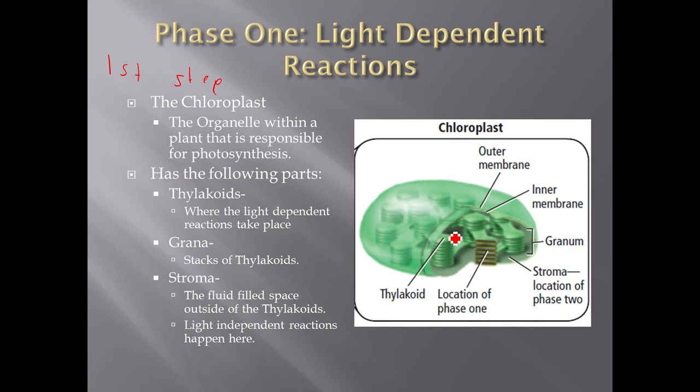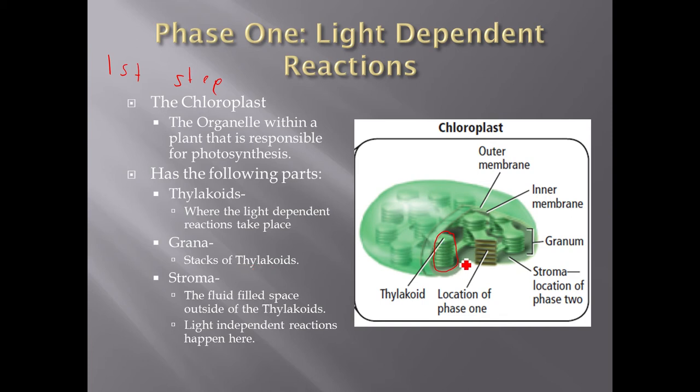The thylakoids are these little pancake-shaped looking things here on the right. And these are where the light-dependent reactions take place. So when I say there are light-dependent reactions, I am saying that they are happening here inside of these little disc-looking objects. These are called thylakoids.